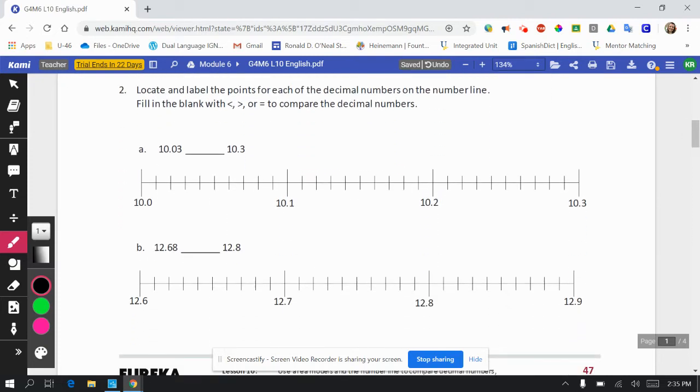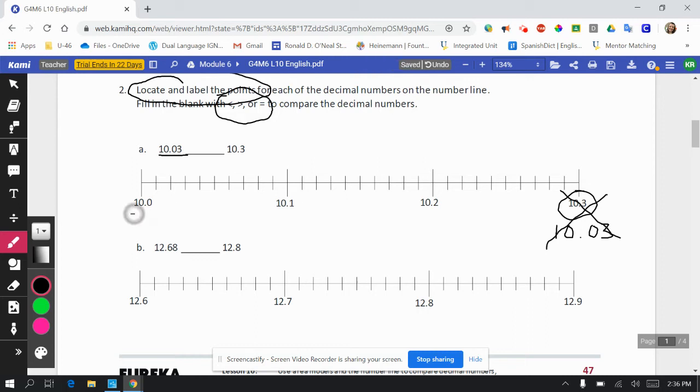Moving on to number 2. Locate and label the points for each of the decimal numbers on the number line. Fill in the blank. All right, so I'm locating and labeling. That's step 1. Greater than, less than, or equal to is step 2. Here we go. 10.03. Now over here, this is 10.3. But notice the value I need is 10.03. So that is not going to go there.